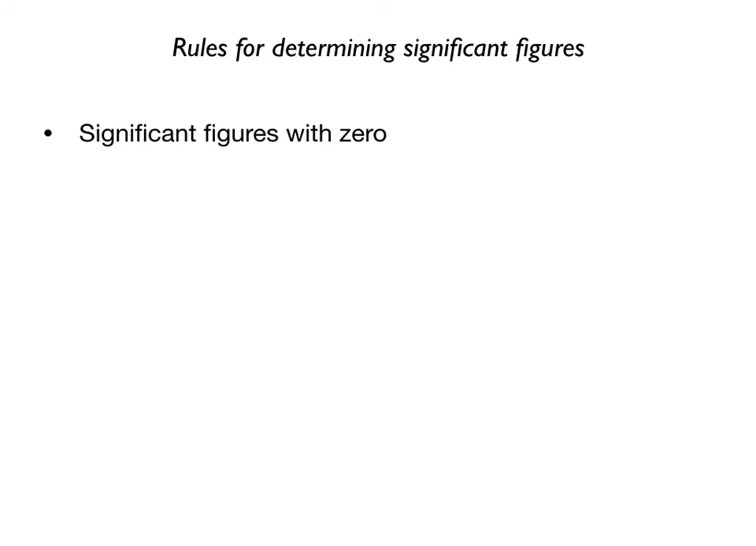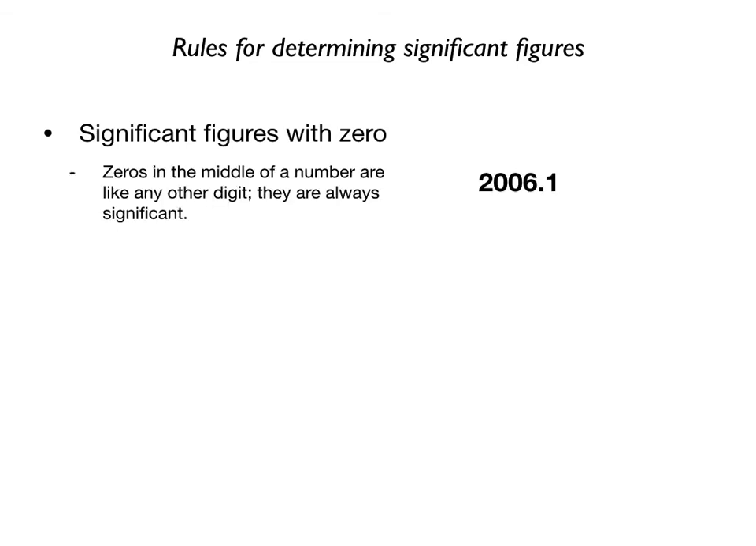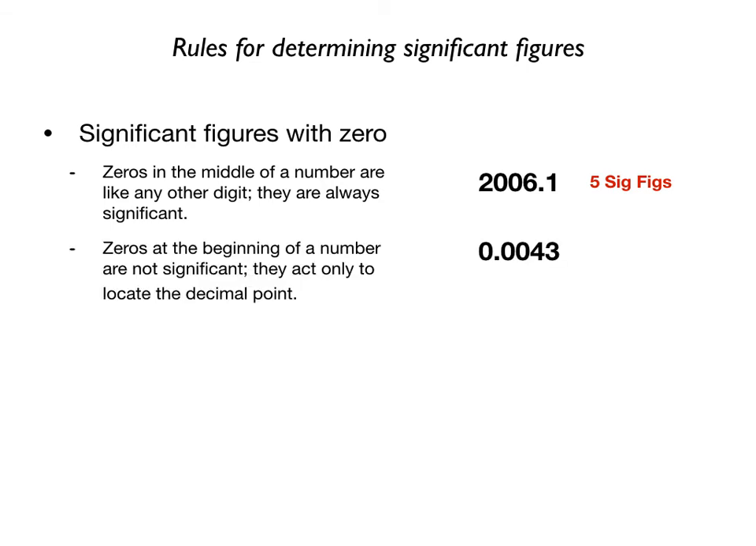What gets a little complicated is when we have zeros. We have to pay attention to the location of a zero in our measurement. Anytime a zero is in between other numbers in your measurement, they're always said to be significant. So 2006.1 would have 5 significant figures. If, however, we have zeros at the beginning of a number, but after a decimal, they are not significant. So those first 3 zeros of this 0.0043 are not significant, and we'd say there are 2 sig figs.